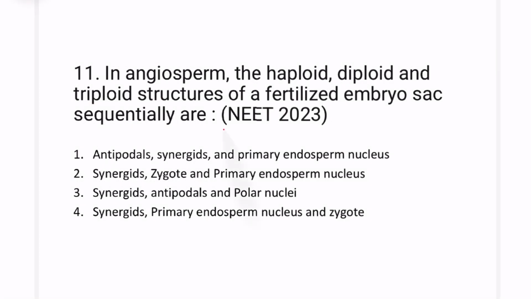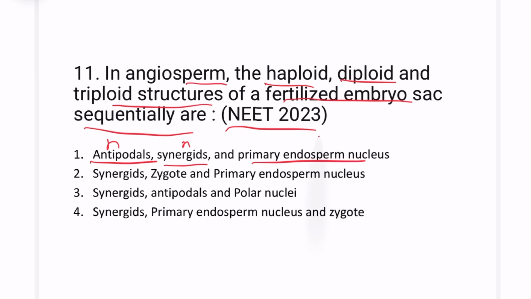This is another question from NEET 2023, and in this question they are asking, in angiosperm, the haploid, diploid and triploid structures of a fertilized embryo sac sequentially. We shall verify each option and find the correct answer. So the first option, antipodals. Antipodals are a haploid structure, synergids are a haploid structure, and primary endosperm nucleus is a triploid structure. So this is not the one. And then the second option, synergids is haploid, and then zygote is diploid, and primary endosperm nucleus is triploid. So the answer will be synergids, zygote and primary endosperm nucleus. So this is the right answer.